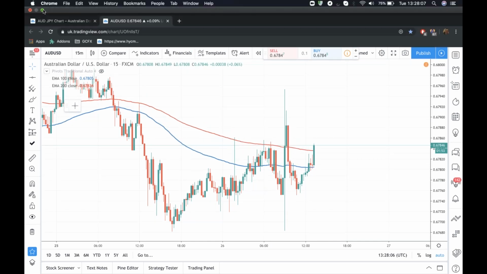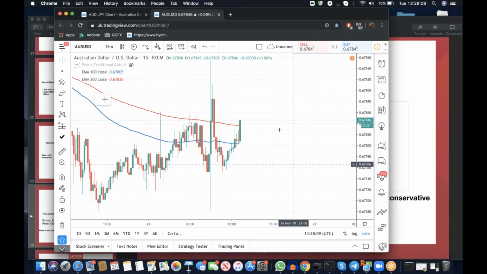Of course, the Australian dollar is also strong on optimism over US-China trade. Remember that the Australian dollar is linked closely to the Chinese economy. Around 30% of Australia's GDP comes from trade with China. So if the US and China are getting on well together, that's going to be a boost.